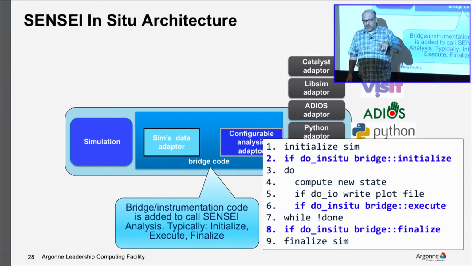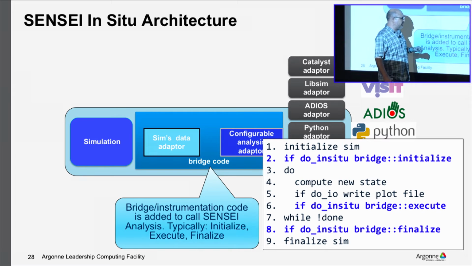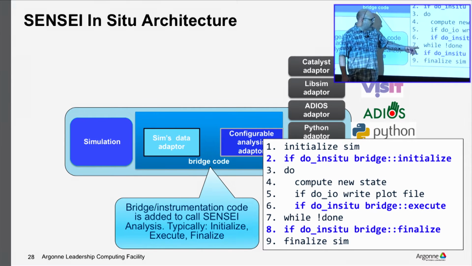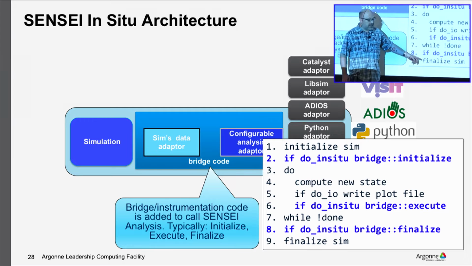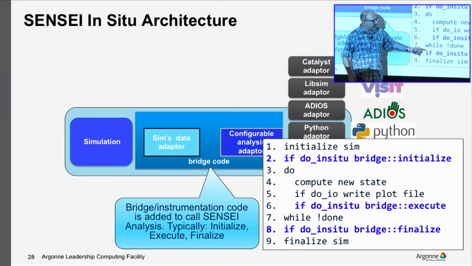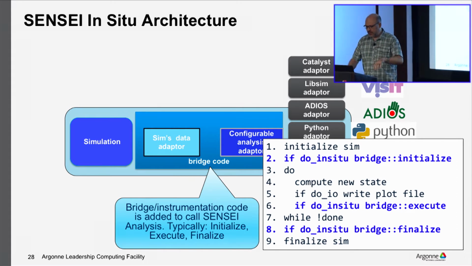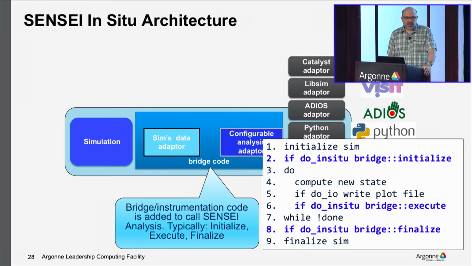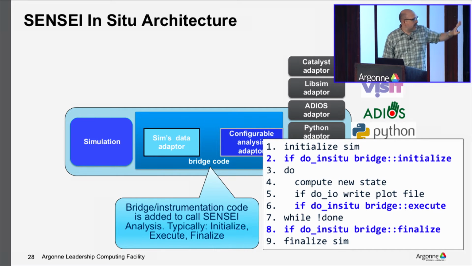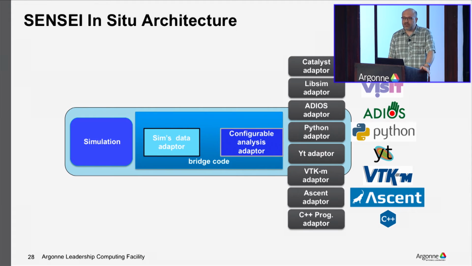Finally, when the simulation loop is finished, before finalizing the simulation, we need to finalize all the libraries in SENSEI. So we call bridge finalize and then finalize the sim. So it's simple, and if you look at the repo, I'm going to provide a link to the repo, there are many apps instrumented like this, and it's really simple to write that code. It's just a few lines of code that you need to add to your simulation code to instrument it.